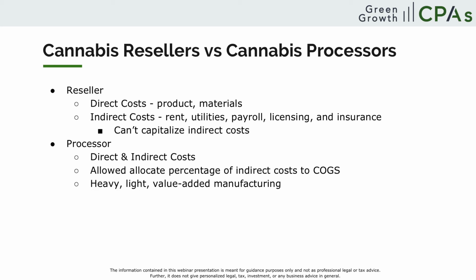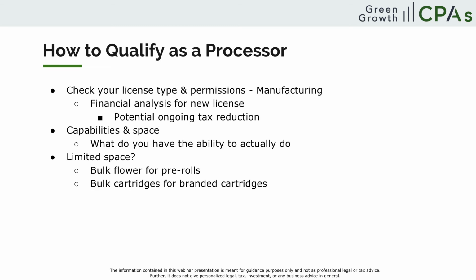Now, in our experience, we have seen some businesses do something called value-added processing. In this scenario, a processor gets one cannabis product, adds something to it, and then repackages it. This is still considered manufacturing and can help you gain that better tax position that we were talking about earlier in this video. So you might be asking, how do you qualify as a processor?